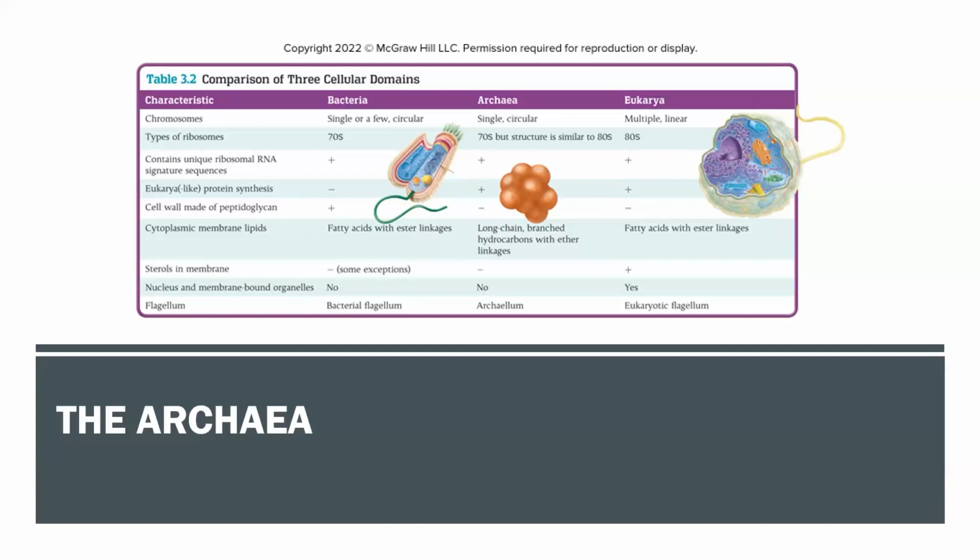The cytoplasmic membrane lipids are going to look a little bit chemically different across all 3, and there's going to be no sterols in either archaea or bacterial cell membranes. Archaea and bacteria, since they're prokaryotes, will have no membrane-bound organelles, no nucleus, though they may, across all 3 domains, have a flagella of some kind.